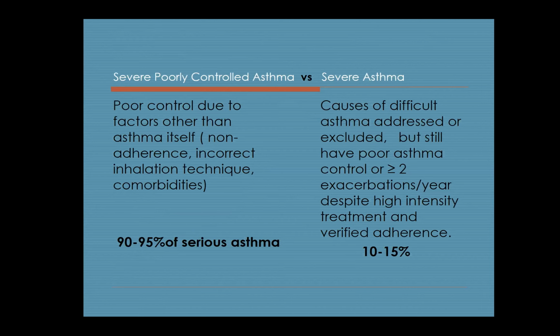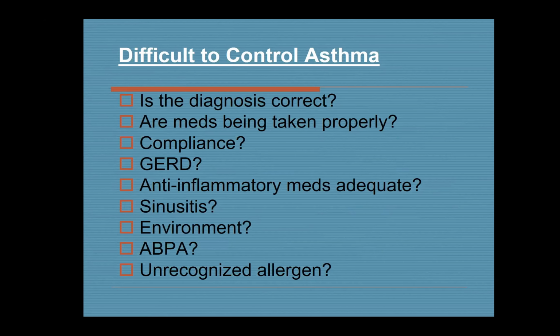So we have your severely poorly controlled patient and your severe asthma patient. Do they have all those things where we have to fix the technique and get rid of the dog and the mold, et cetera, or do they have really bad asthma? We have to put them on a more intense treatment. So how do we think about it? Is the diagnosis correct? Maybe they have sarcoid. Maybe they have something else. We have to think about that. Are their meds being taken properly? Are they compliant? How many of you call the pharmacy to see if the patient is filling their prescription? I do.